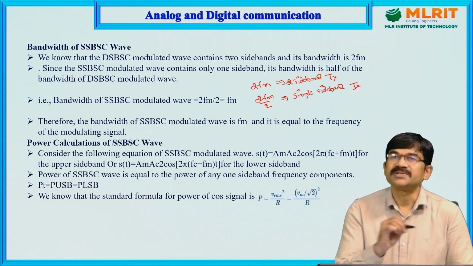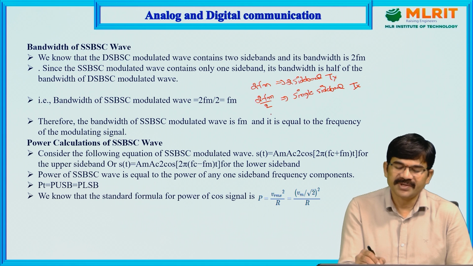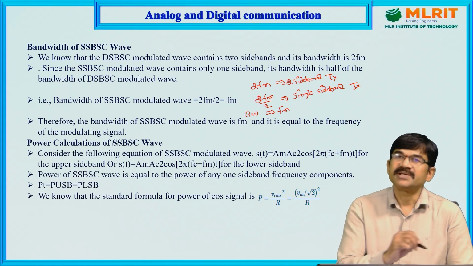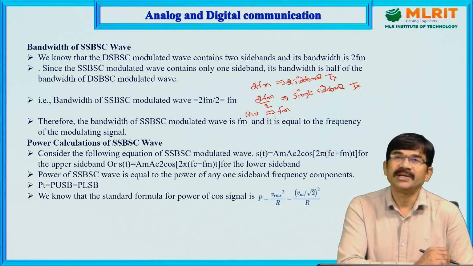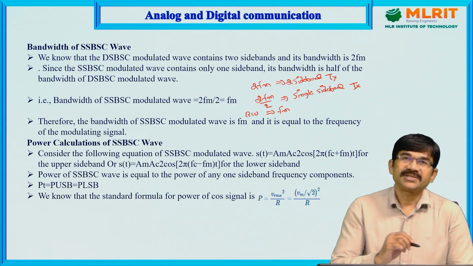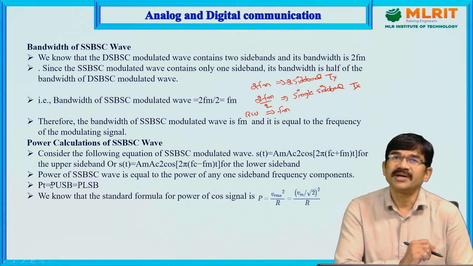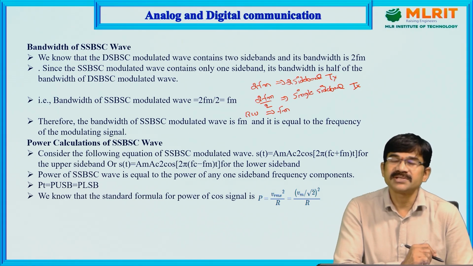Single sideband transmission. So how much bandwidth is required? The bandwidth required for the SSBSC is fm. Only fm bandwidth is required for the SSBSC. So next, what is the power? The lowest bandwidth is required, and for most applications we prefer SSBSC.